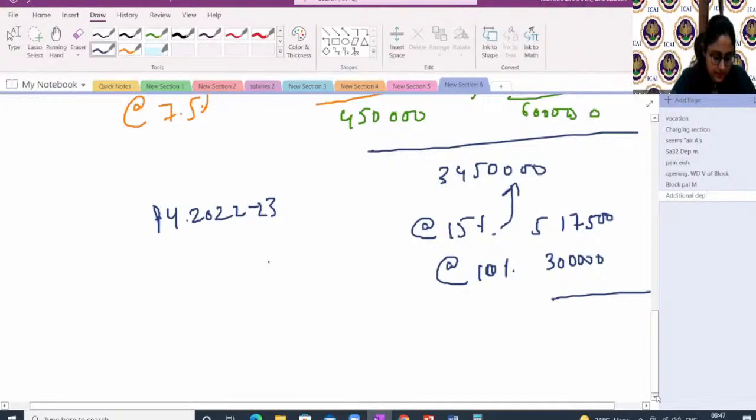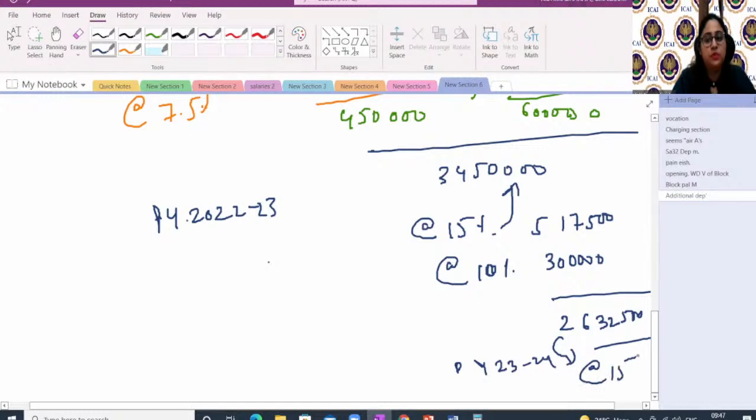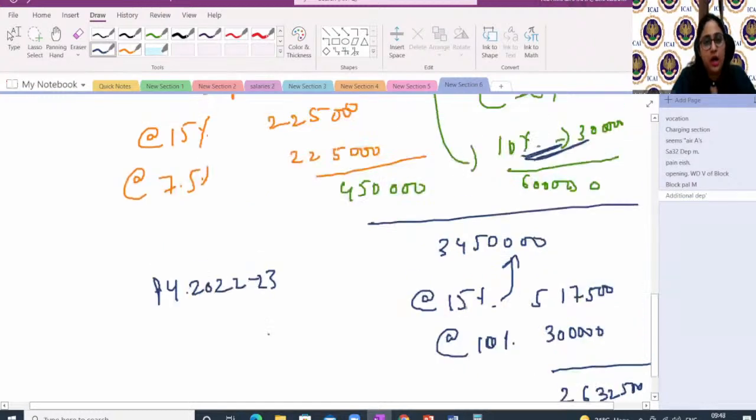So my WDV for next year would be $26,32,500. Clear? Now when I go to previous year 23-24, only 15% on this would be allowed. Again, I'll repeat.